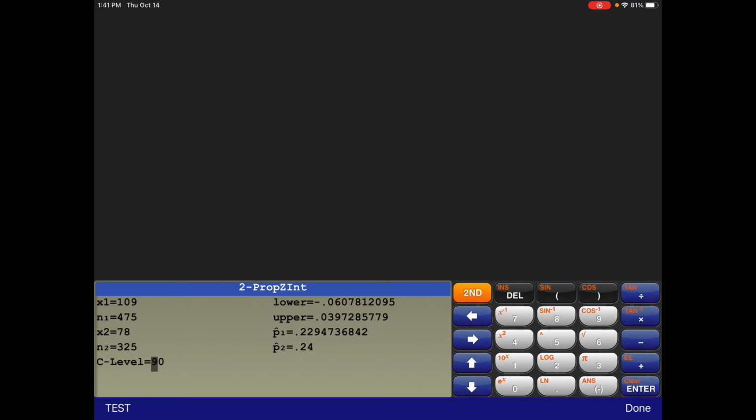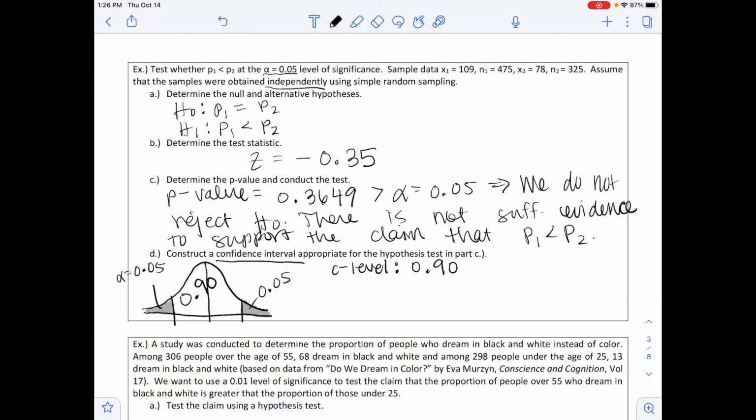When we do that, we're going to get a lower limit of negative 0.061, rounding to 3 decimal places, and an upper limit of 0.040 when you round to 3 decimal places. So on the calculator, we get an interval of negative 0.061 to 0.040.